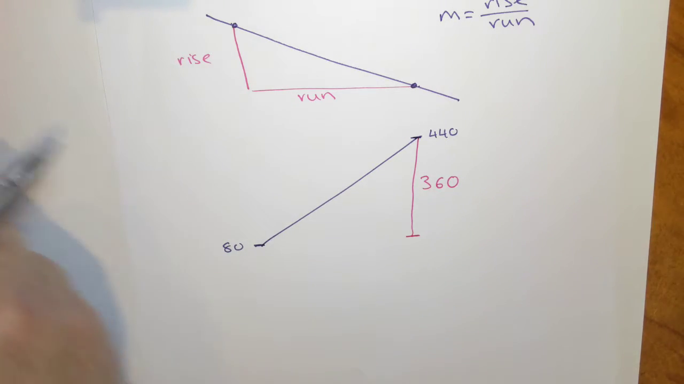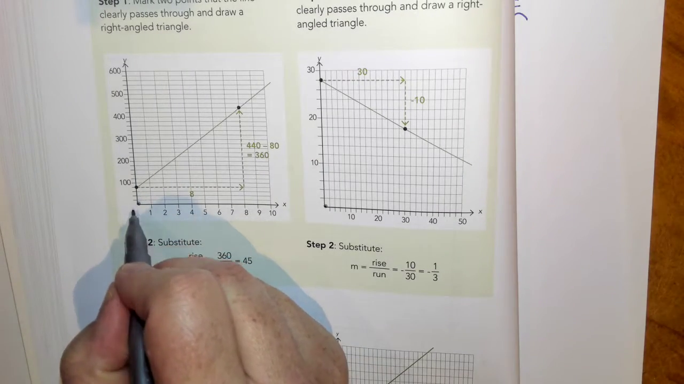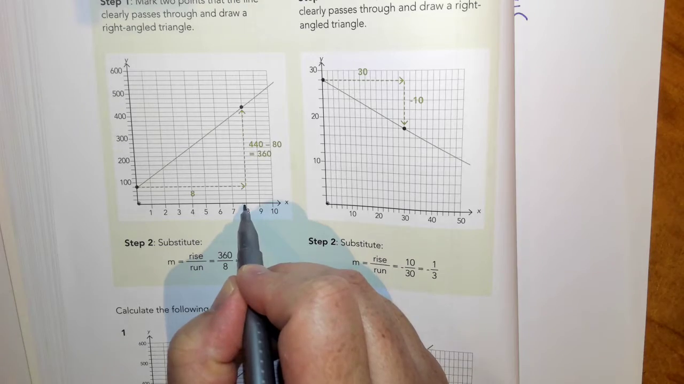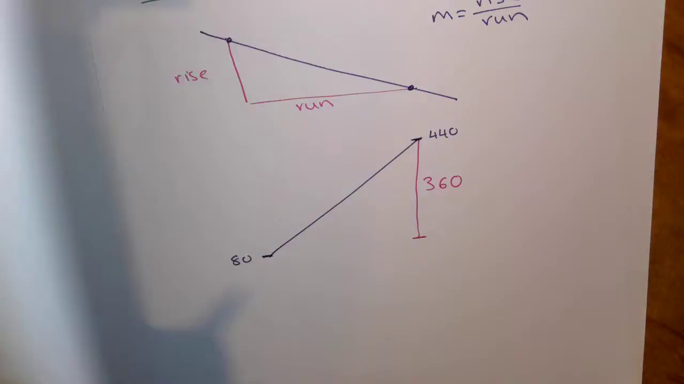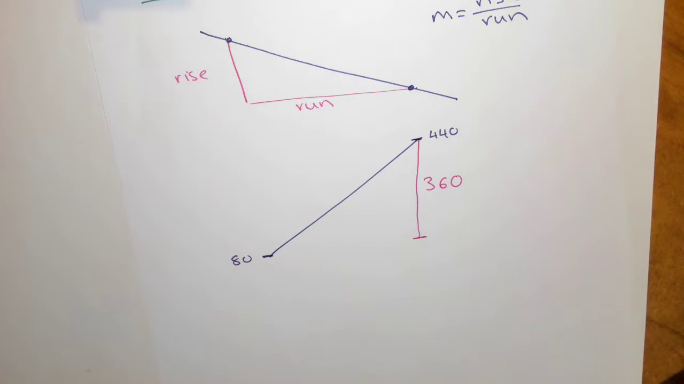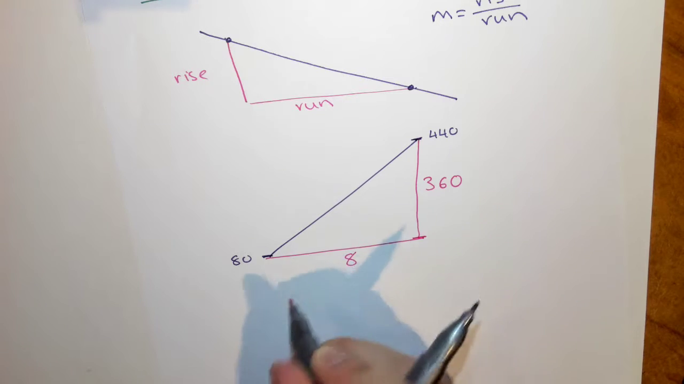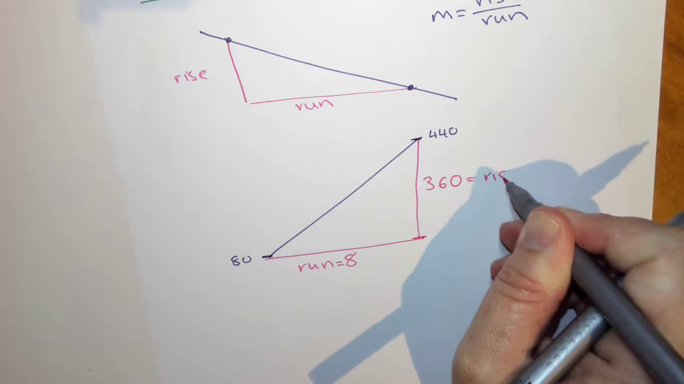Equally, I'm going to do the same with my x-axis. I've started at 0 and that coordinate is when x is equal to 8. So how long is the length of that side? It's the length of 8. So I know that this side here has a distance of 8. There's my run and here's my rise.